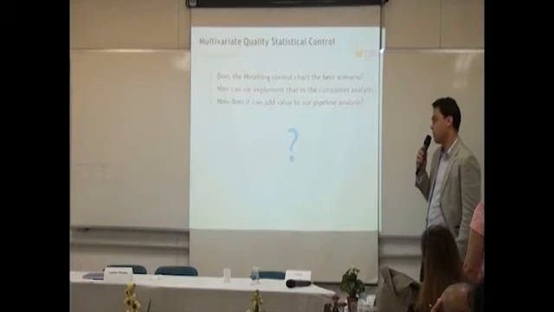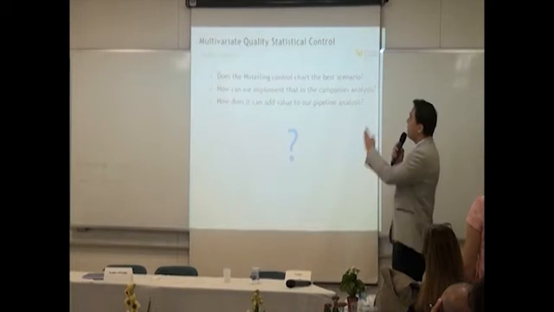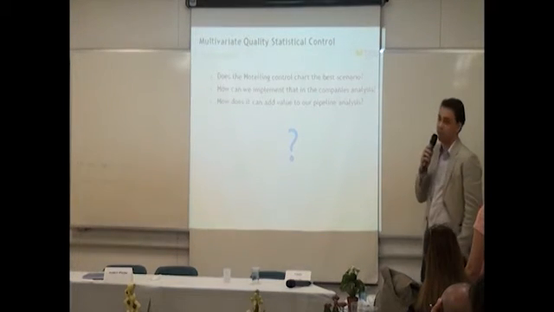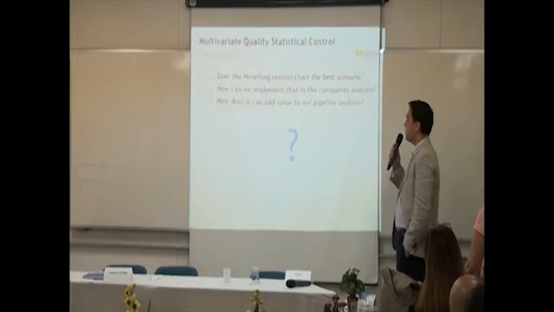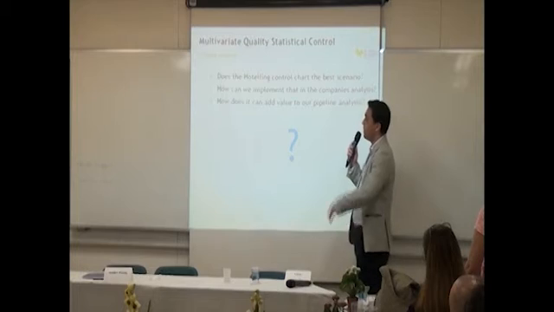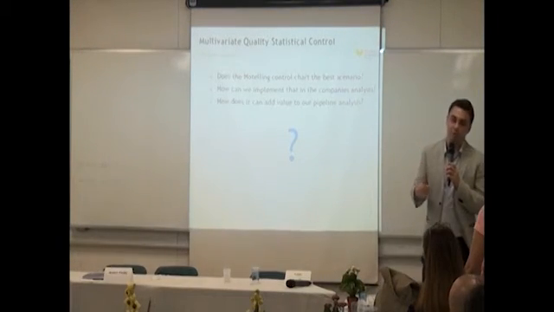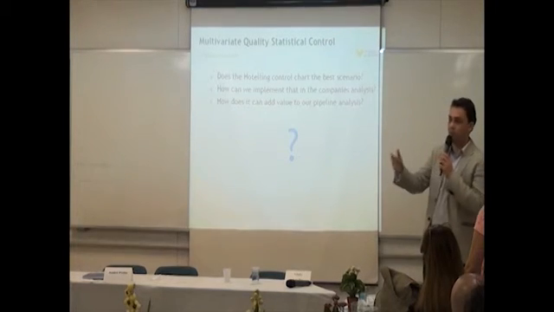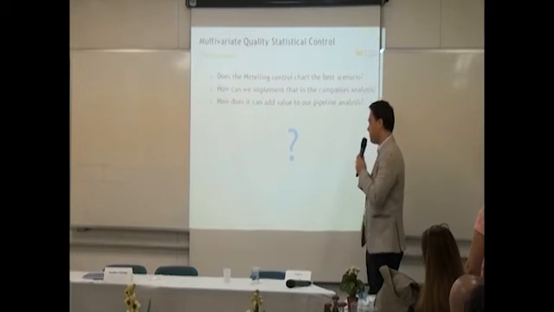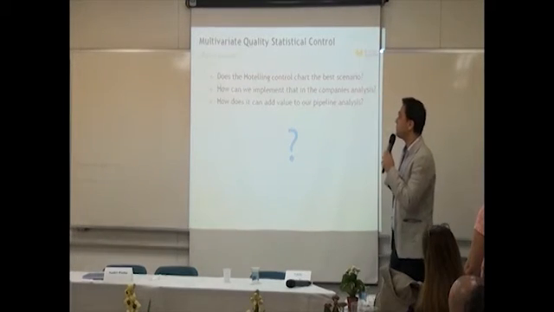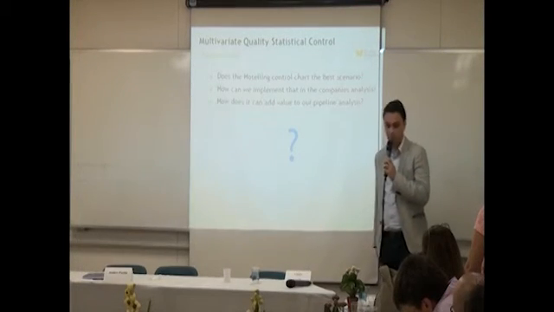So the question that we are trying to understand: is the Hotelling control chart the best scenario? I don't know. How can we implement that in the components analysis, né? And how can it add value to our pipeline analysis? So just one example we are sharing with you, and we can talk about this specific problem.